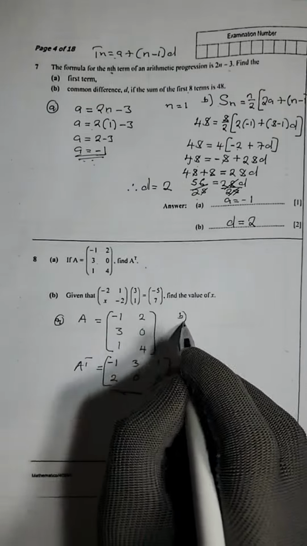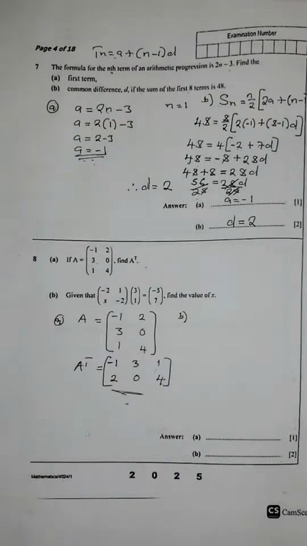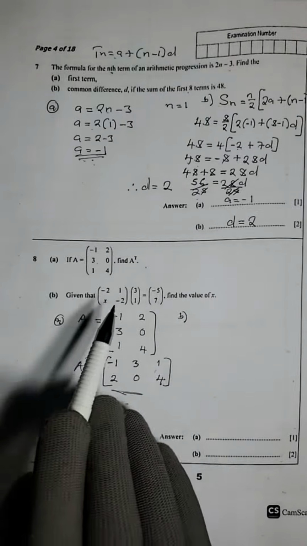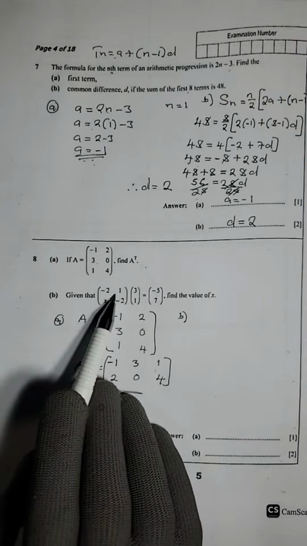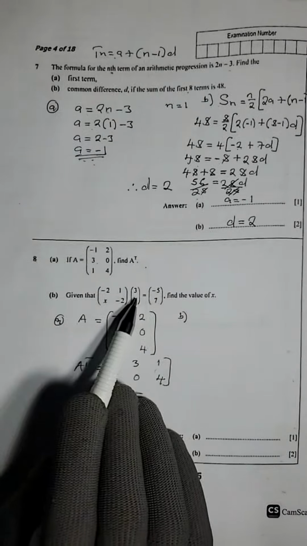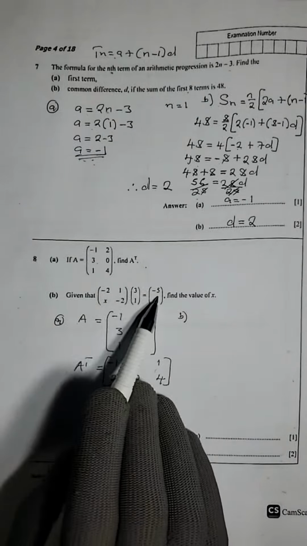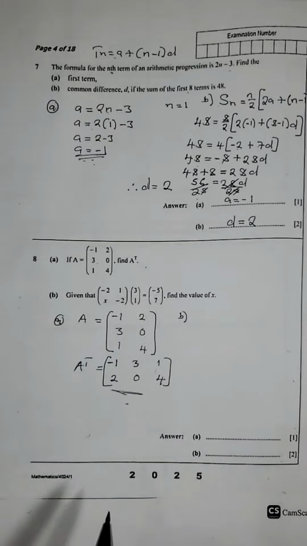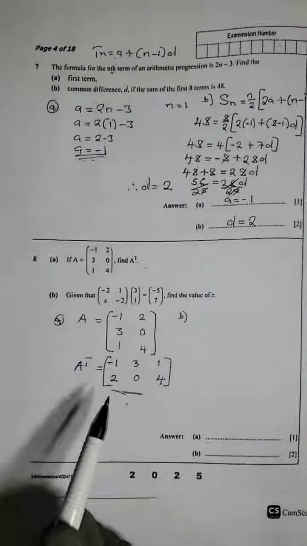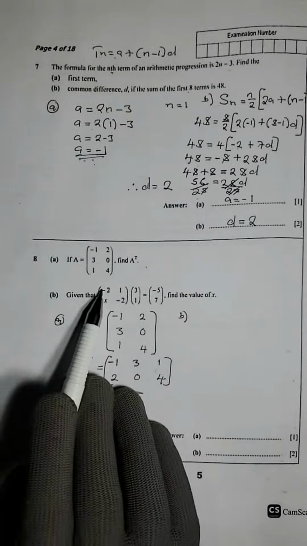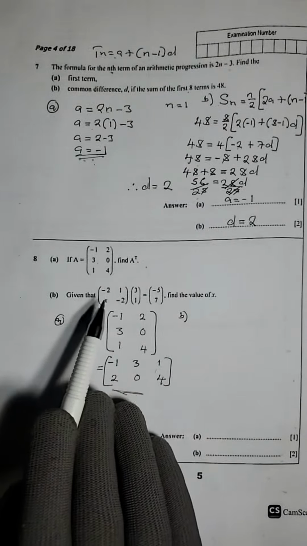B here is saying, given that this matrix multiplication of these matrices is giving us this, find the value of x. It's simple. Now, do you know that when you're multiplying matrices, it is row by column?